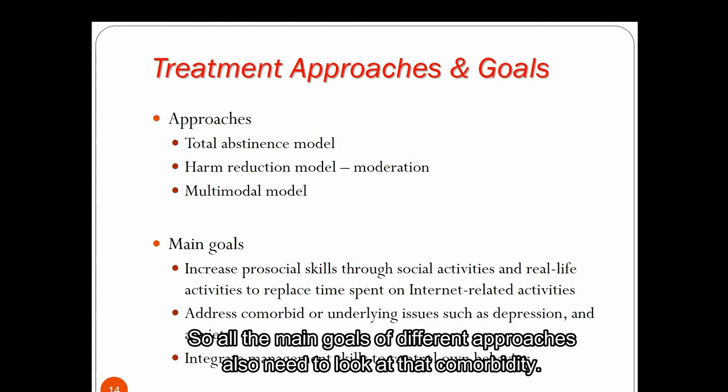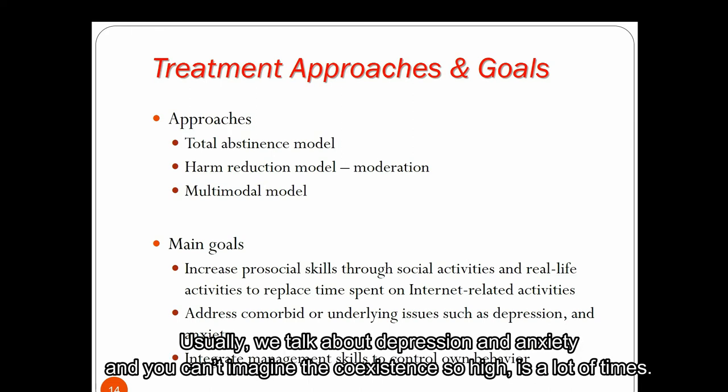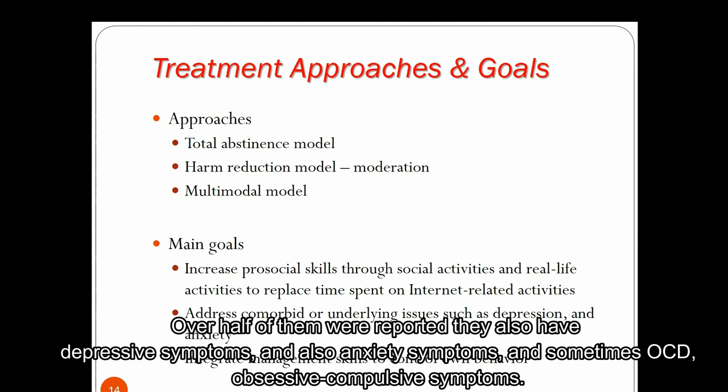So all the main goals of the different approaches also need to look at the comorbidity, how to address the accompanying mental health problems. Usually we talk about depression and anxiety. Oh, you can't imagine the coexistence is so high. A lot of times, I don't know whether it's report bias or what, in all the surveys that I've conducted, among those who have internet addiction, over half of them will report they also have depressive symptoms and also anxiety symptoms, and sometimes OCD, obsessive compulsive symptoms, okay?